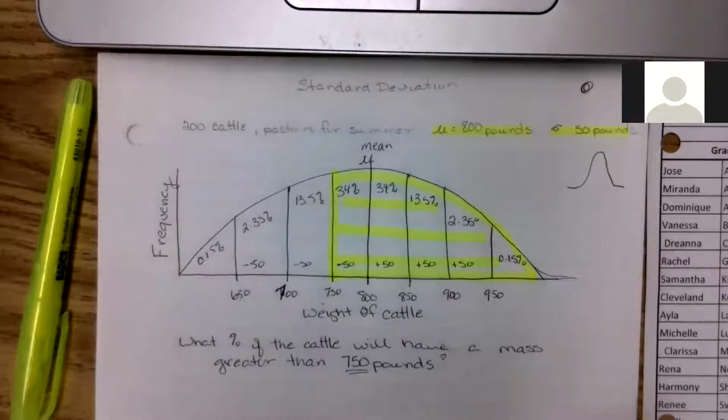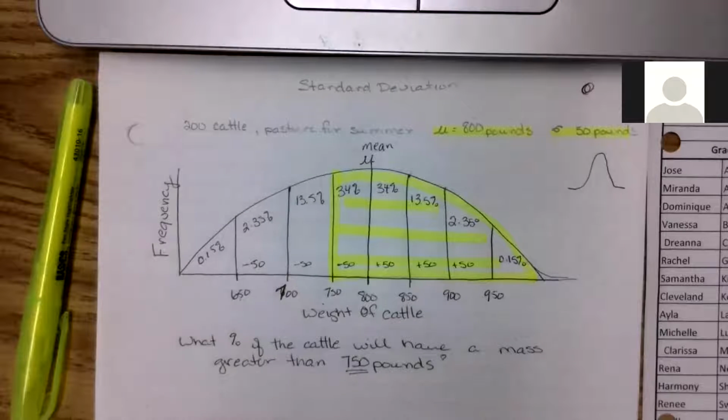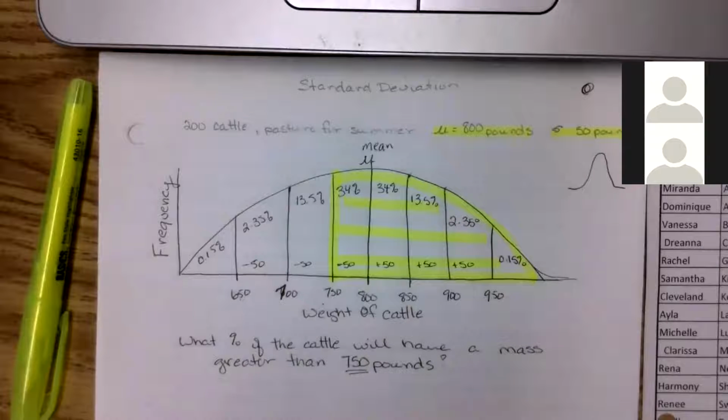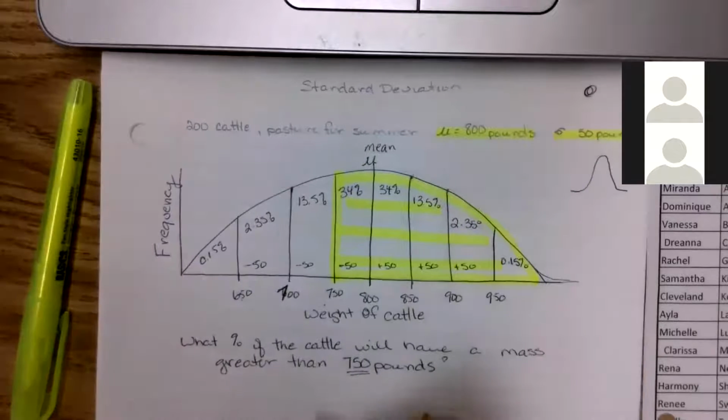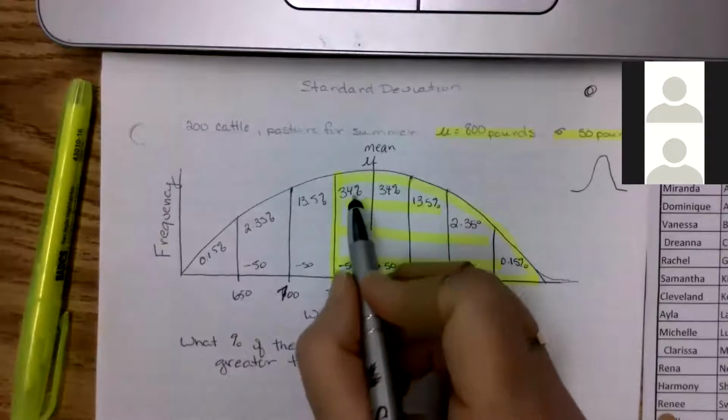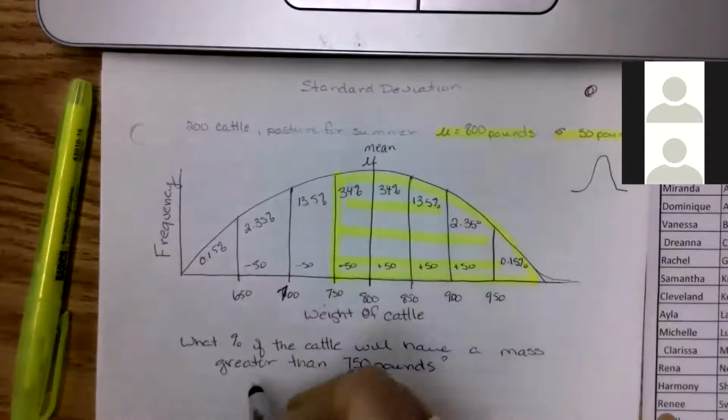well, Rachel, do you think it's over half or less than half? Just guess. Did I color more than half my graph or did I color less than half my graph? More. Perfect. All right, and to find out the exact amount, all we do is we add up these numbers.